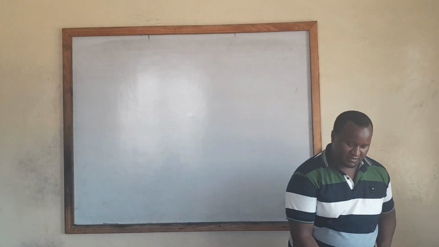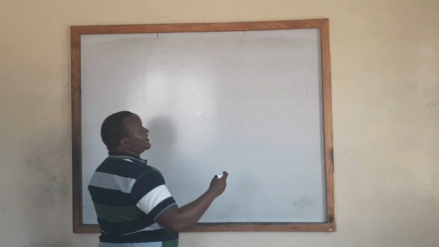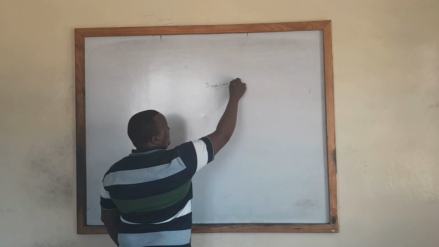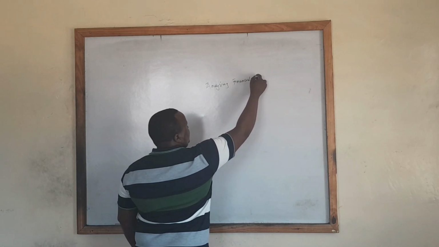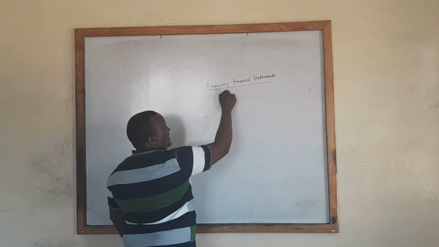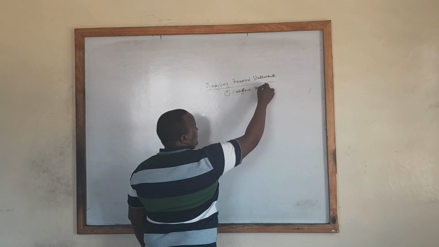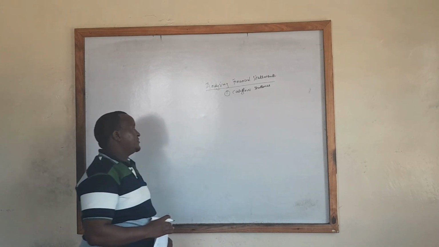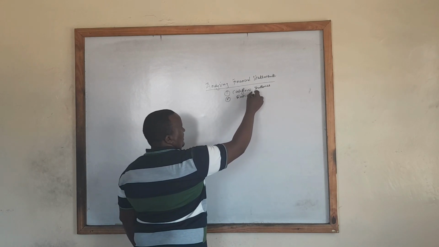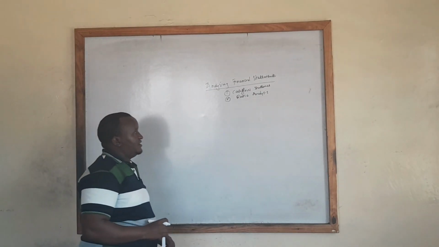So analyzing financial statements. When we are looking at analyzing financial statements, or financial statements analysis, it normally encompasses the cash flow statement, and number two, ratio analysis. Those are the two items under analyzing financial statements.